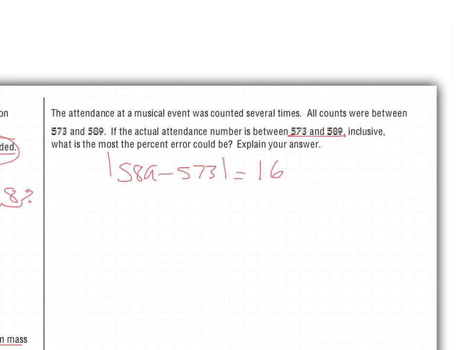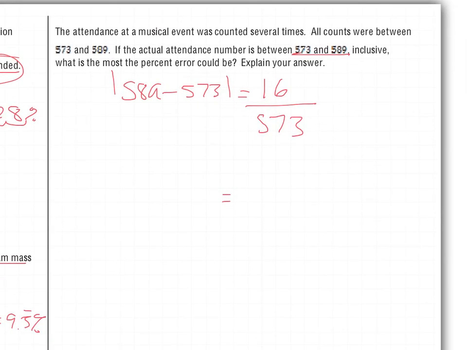Now, maybe we do it the other way around and our absolute error is 16 and it's actually 589. So the question is, now, which would be worse, if I was off by 16 and my actual was 573, or if I was off by 16 and my actual was 589. Go ahead and put those into your Chromebook calculator and determine which one would actually be worse.